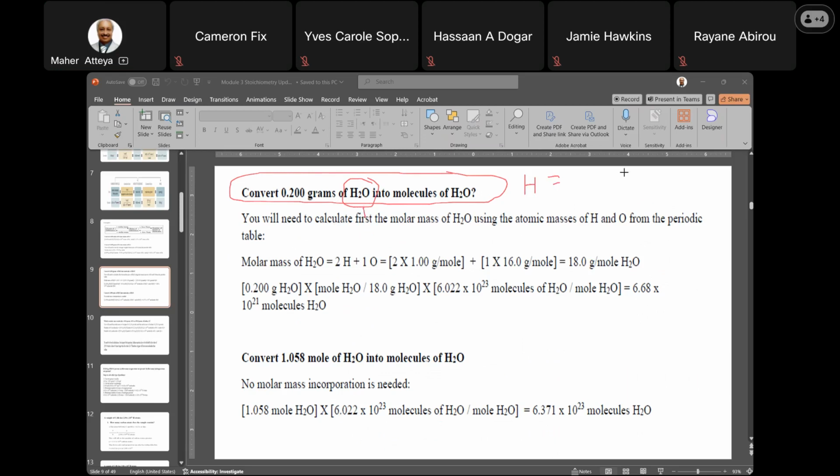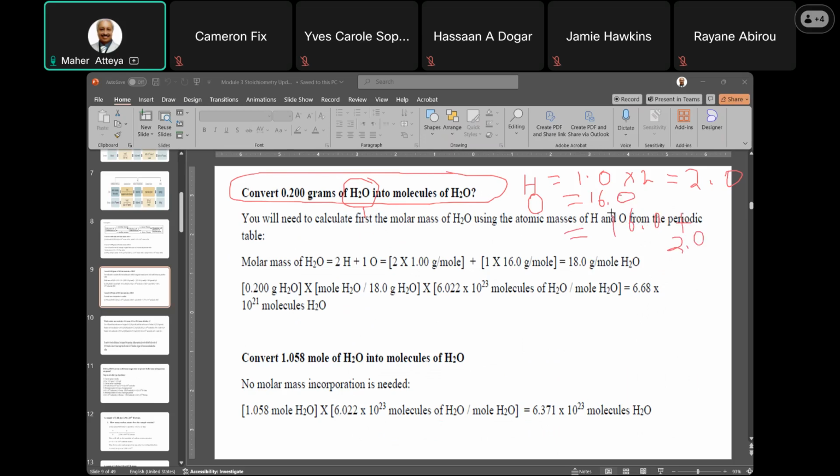The atomic mass of hydrogen we just put as 1.0, and then you have 2 hydrogens here, so this is 2. And then oxygen is 16.0. So the only thing here, the molar mass of H2O is 16 plus 2, which is 18. That's the only thing new in the calculation.